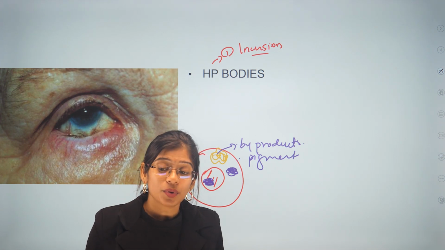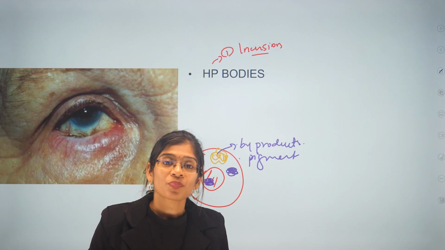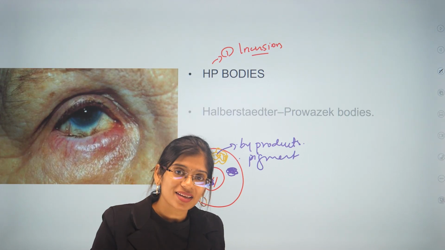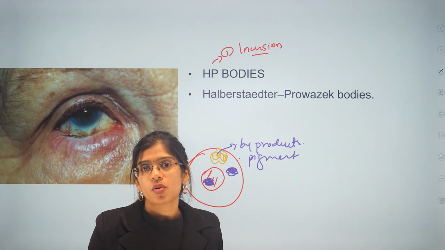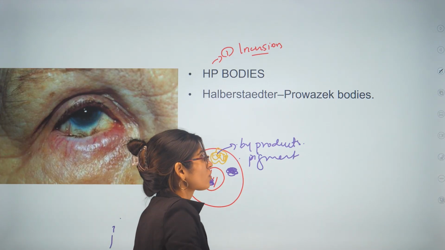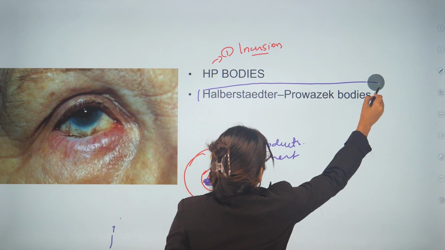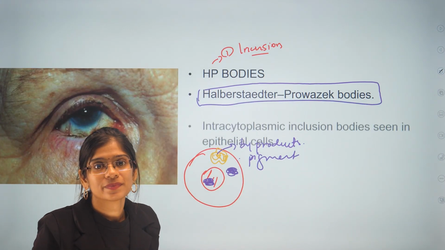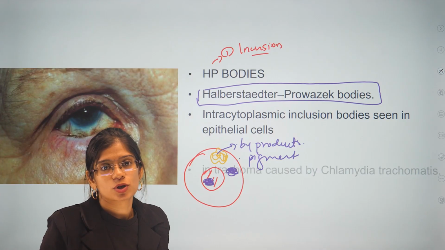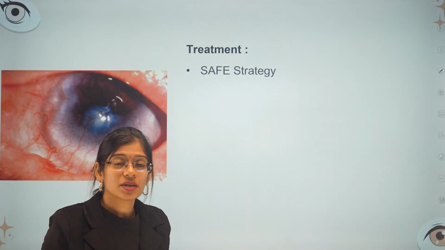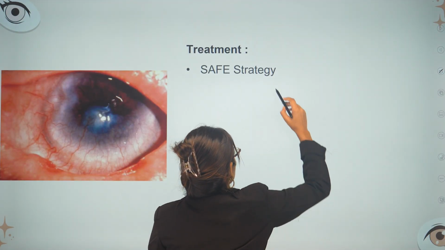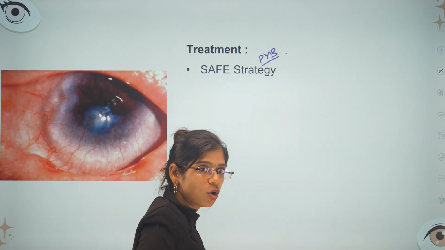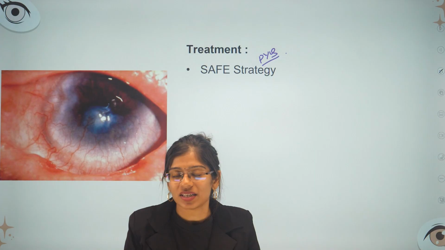Now, in trachoma, because of this causative organism, in the conjunctival epithelial cells we can see inclusion bodies, and they are called HP bodies. HP bodies, PYQ: Halberstaedter-Prowazek bodies. Intracytoplasmic inclusion bodies. What is the treatment? Okay, everybody knows the treatment, I'm sure. The treatment of trachoma is the SAFE strategy.